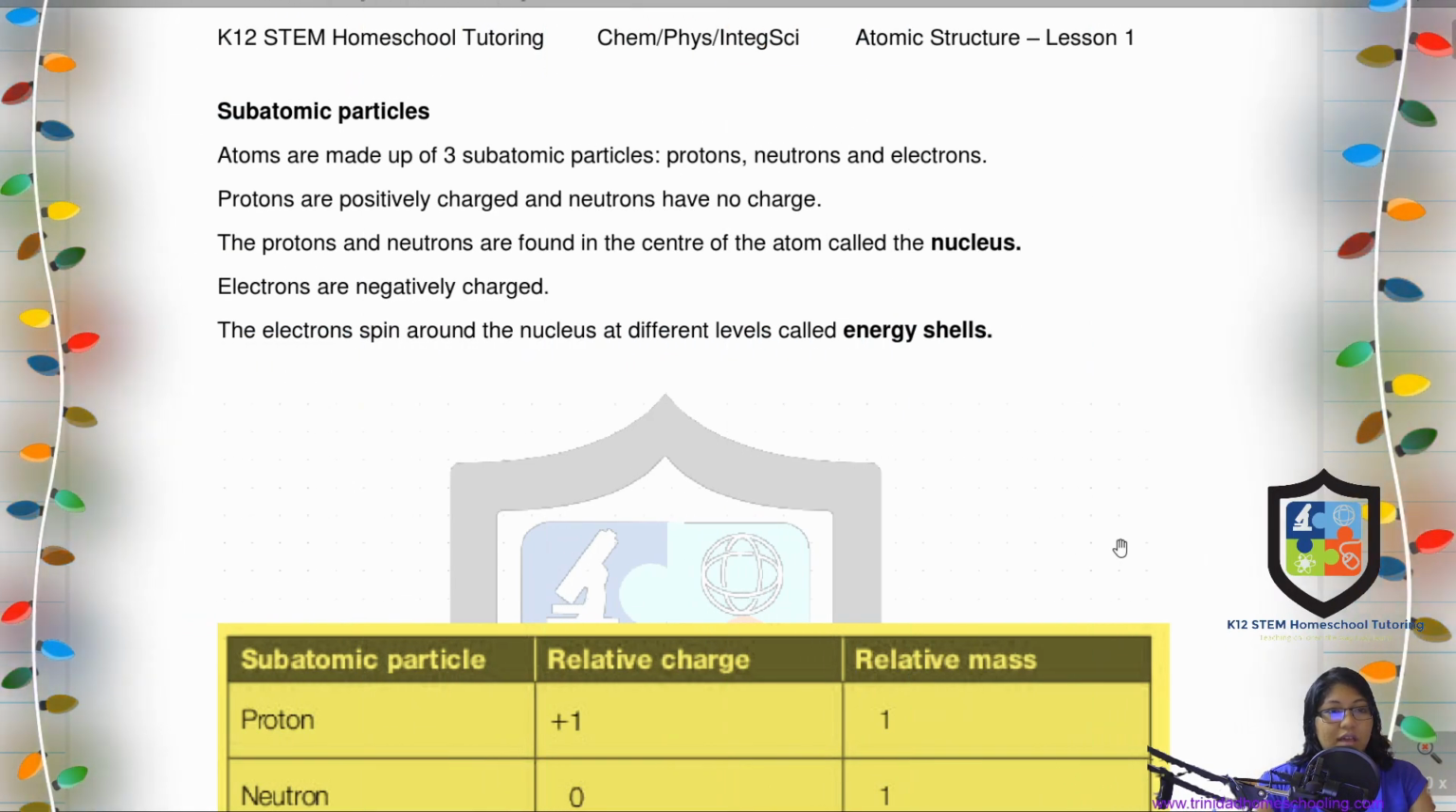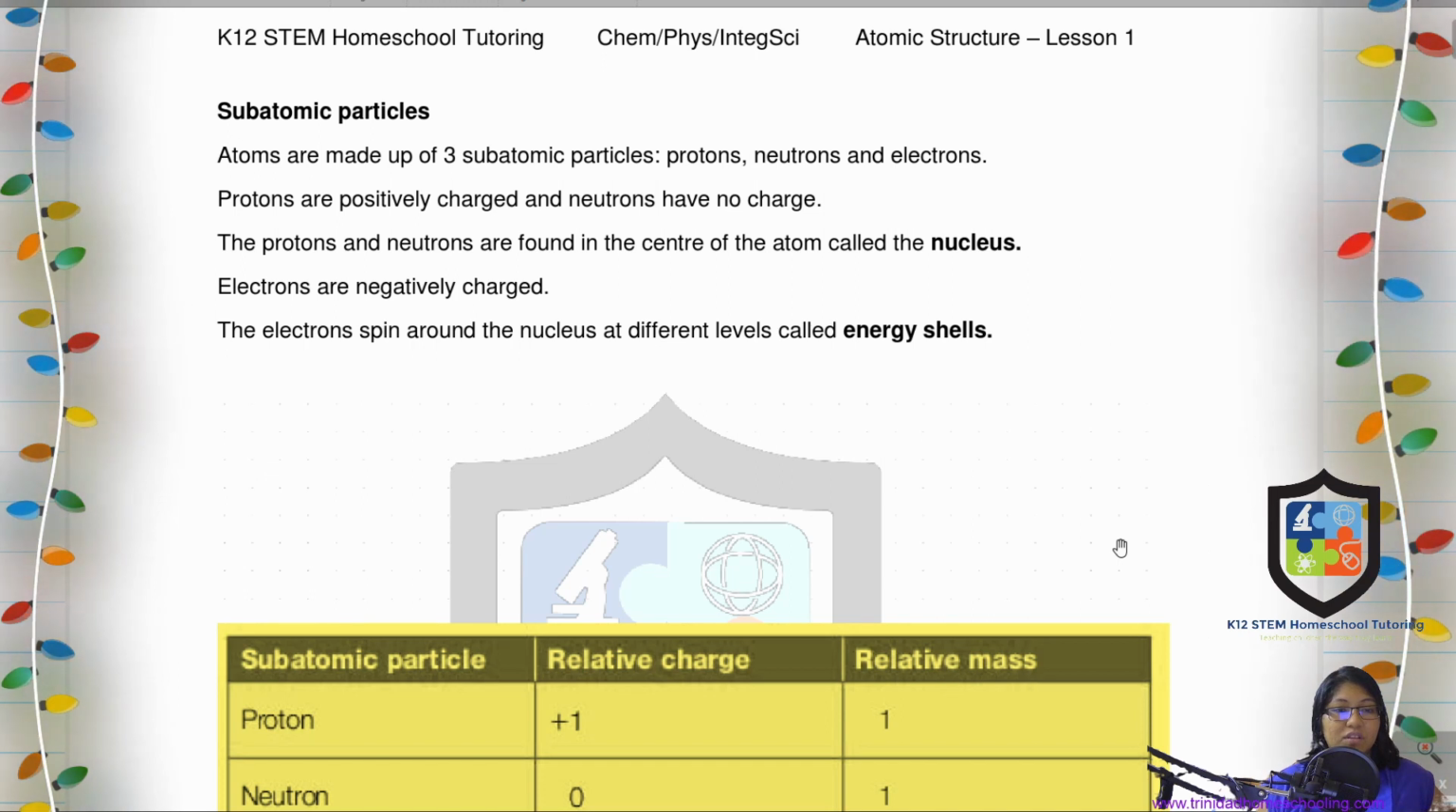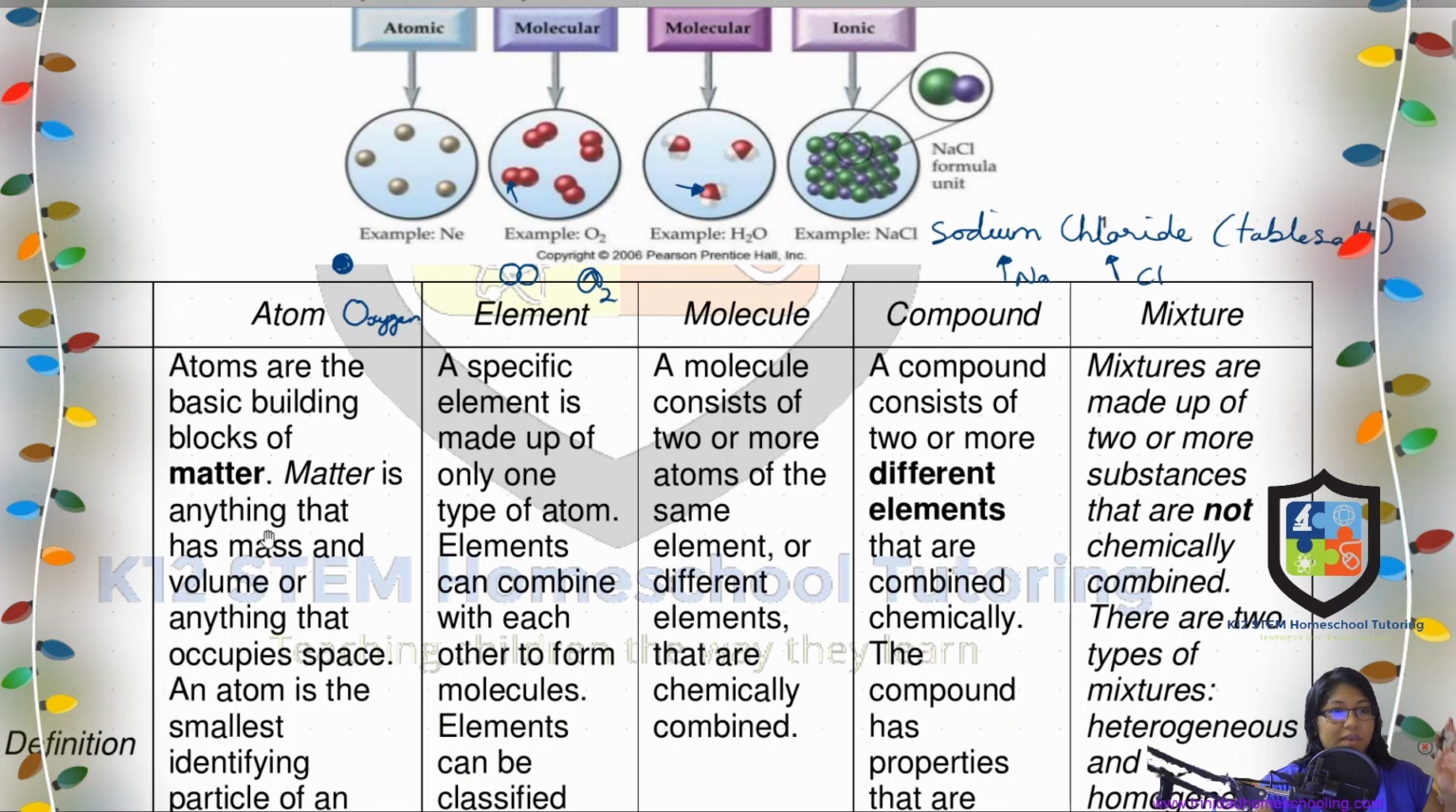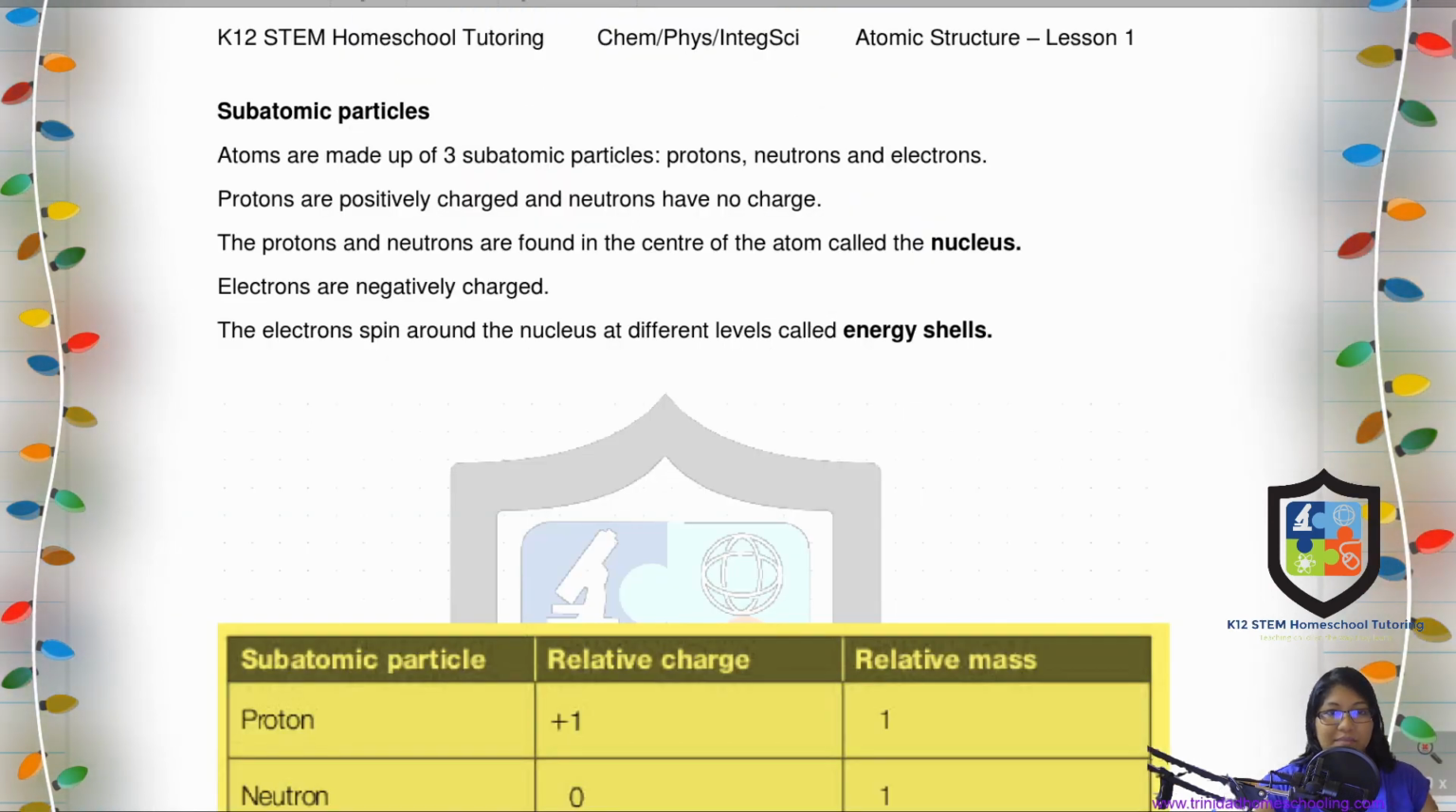Alright, so let's look at page 2 and we'll talk about subatomic particles. Now, we're going to focus mostly on atoms here and the atomic structure. We're not going to look too much at elements and compounds and mixtures in this lesson. We're just going to focus on that first column here, the atom. Alright, now these are the basic building blocks of matter. It is the smallest part of an element.